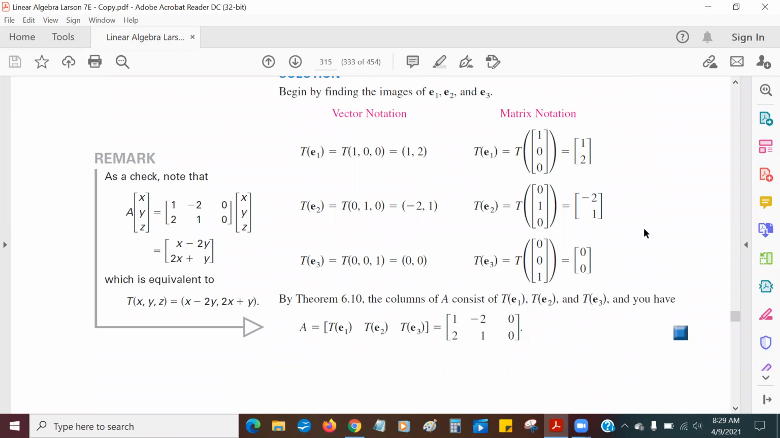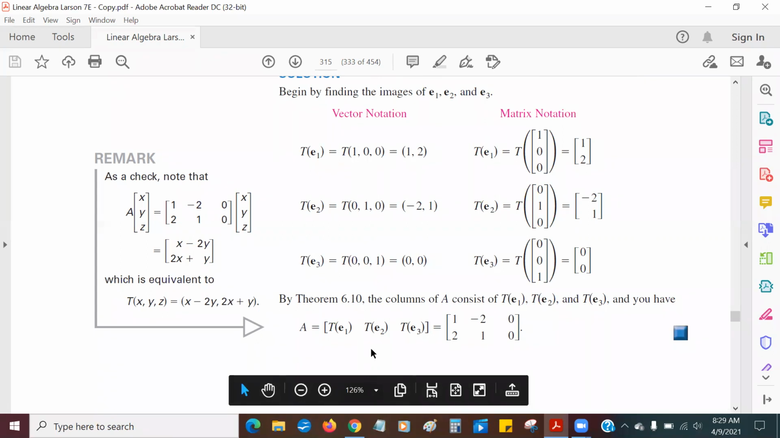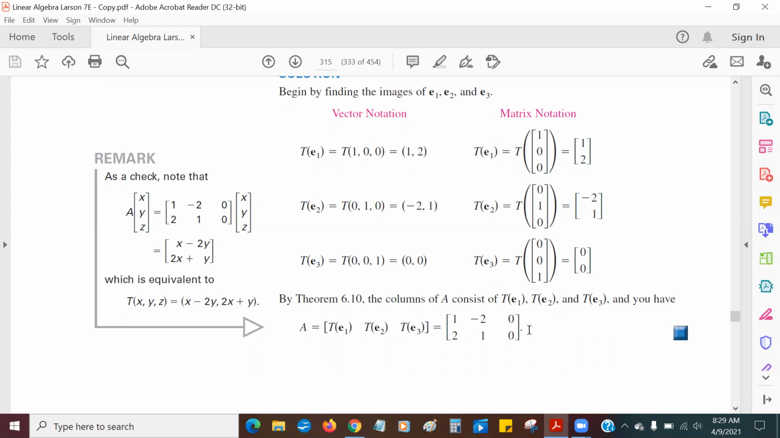Therefore, based on the theorem that we just learned, theorem 6.10, I think it was, a few minutes ago, the matrix A is going to be this guy right here: 1, 2, negative 2, 1, 0, 0. It's basically I take these three guys here, and just sandwich them together into one happy matrix. And pal, you see how easy that was? And there we go. There's our matrix.